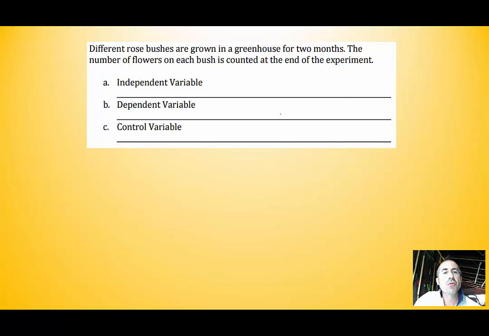Okay. Different rose bushes are grown in a greenhouse for 2 months. The number of flowers on each bush is counted at the end of the experiment. Okay? So what's the independent variable? What is changed here? What is the scientist choosing to change? Different rose bushes are grown in a greenhouse for 2 months. The number of flowers on each bush is counted at the end of the experiment.